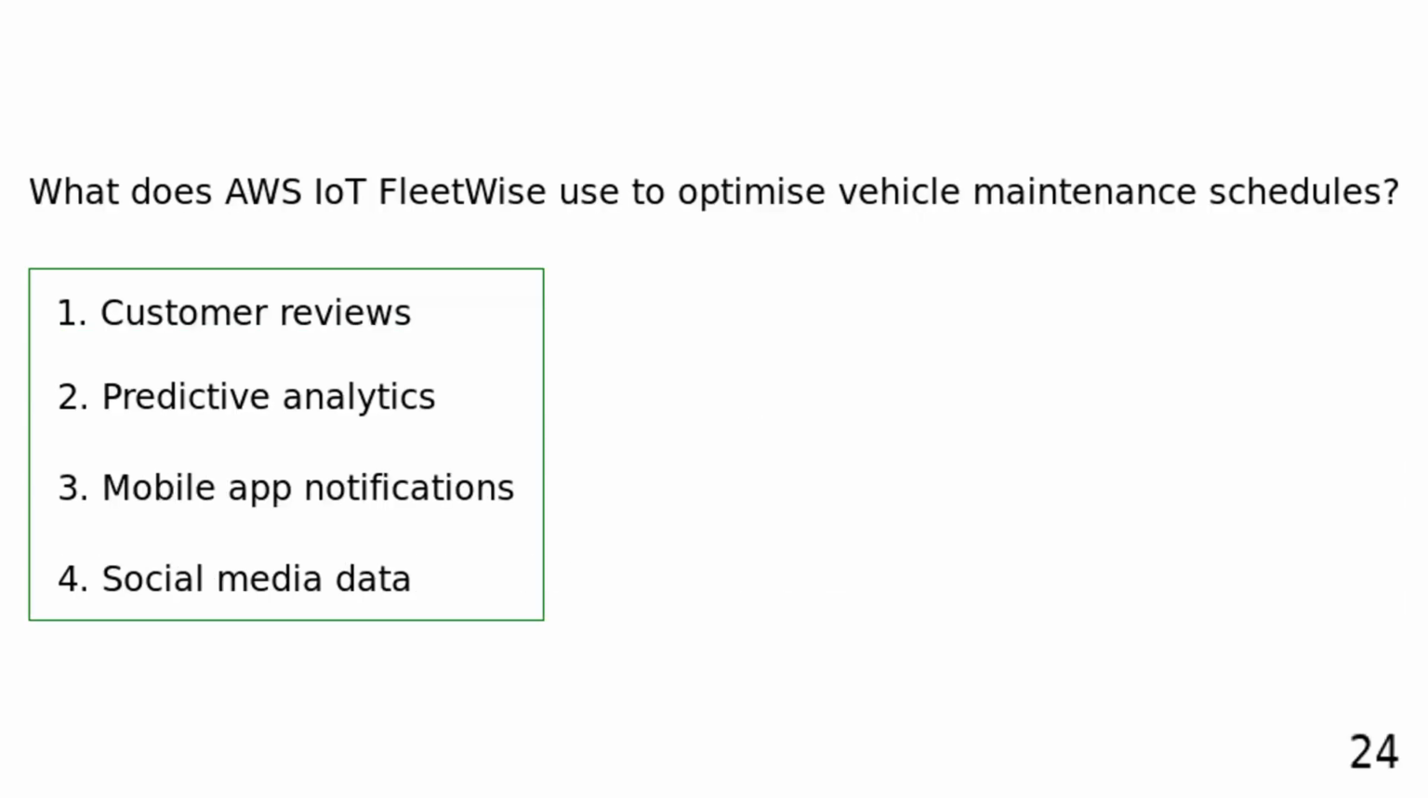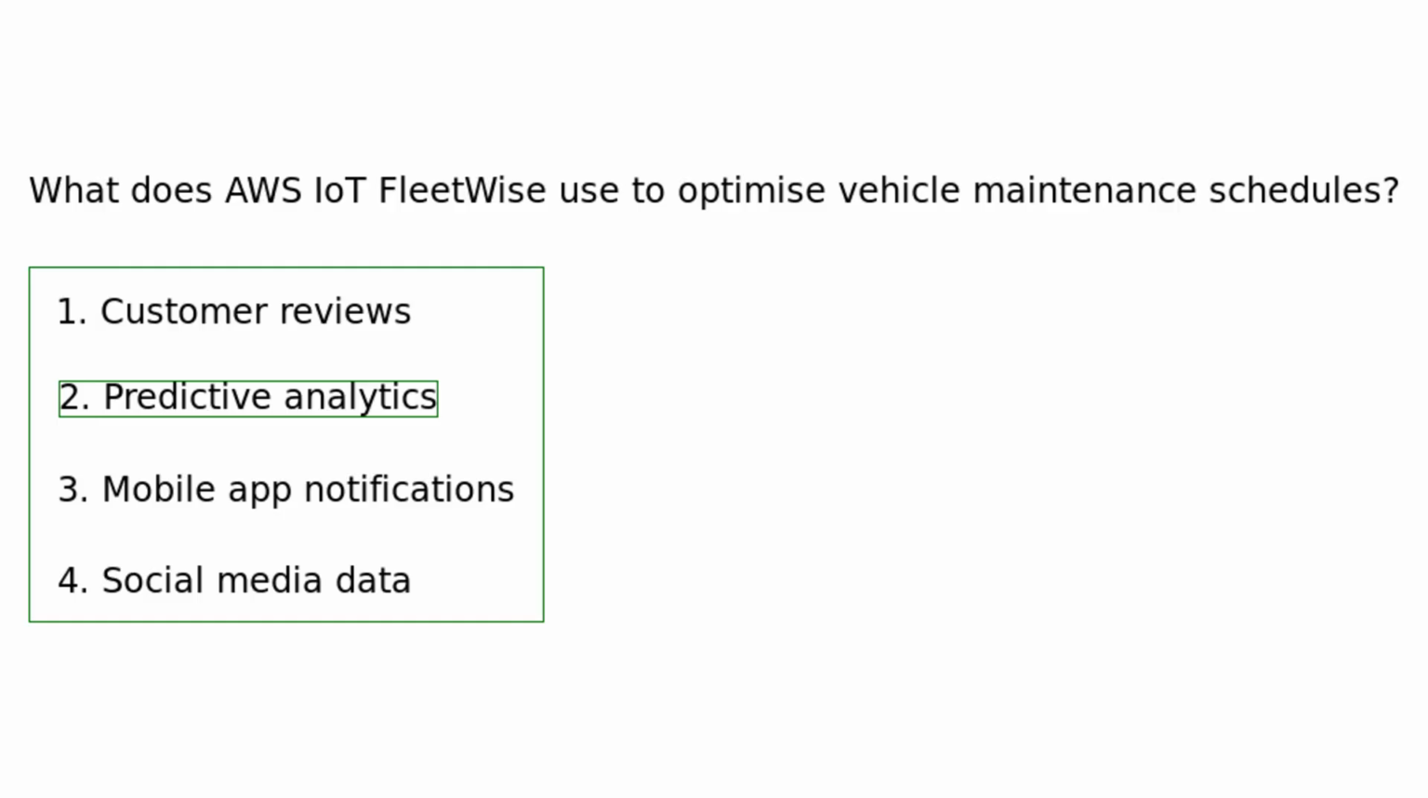What does AWS IoT FleetWise use to optimize vehicle maintenance schedules? Customer reviews, predictive analytics, mobile app notifications, social media data. AWS IoT FleetWise uses predictive analytics to optimize vehicle maintenance schedules.